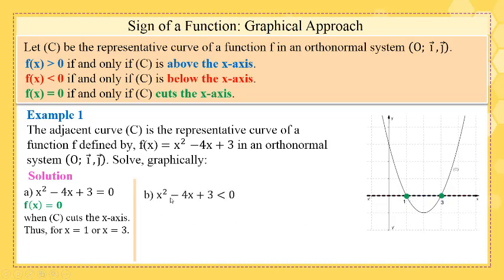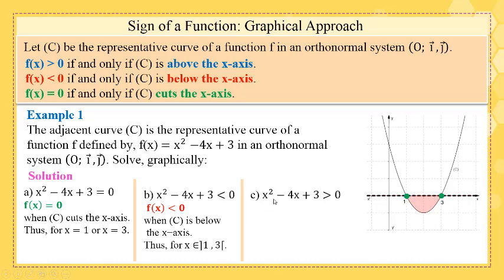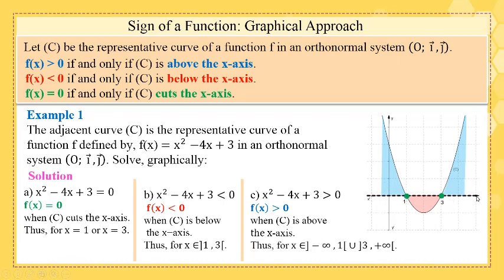Part B. This inequality means that f of x is less than 0, when C is below the x-axis. Thus, for x belongs to the open interval 1, 3. Part C. This inequality means that f of x is greater than 0, when C is above the x-axis. Thus, for x belongs to minus infinity, 1 union 3, plus infinity.